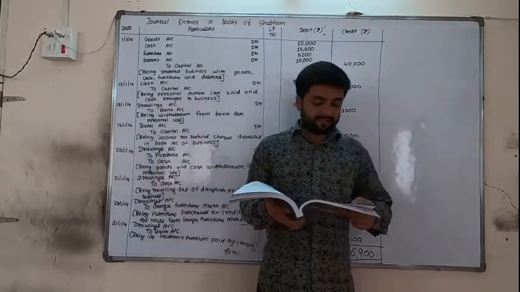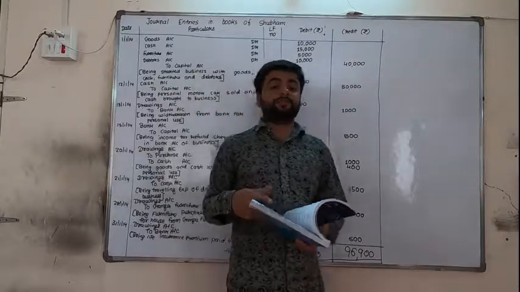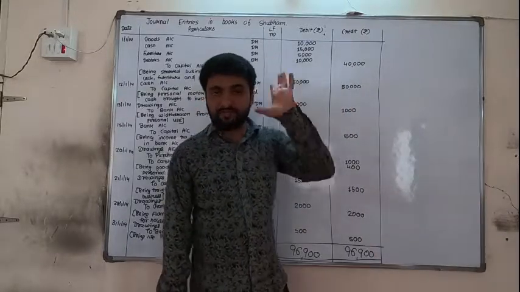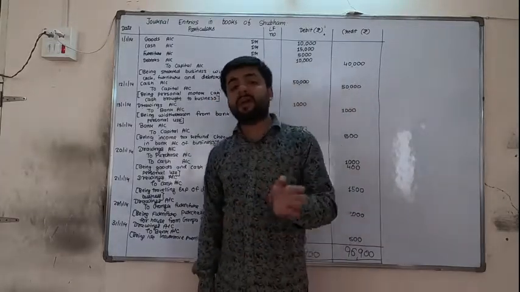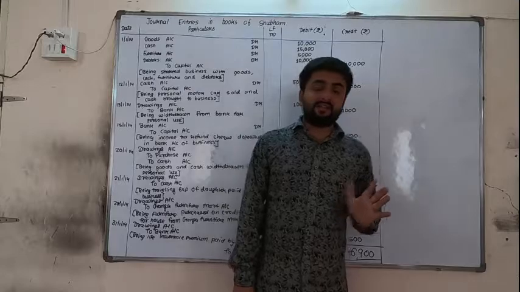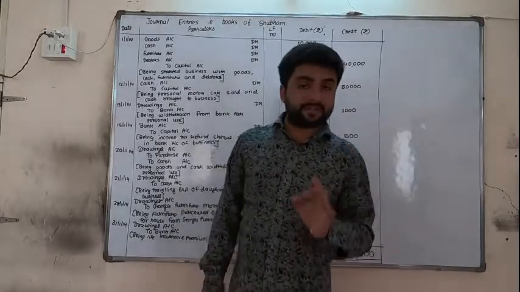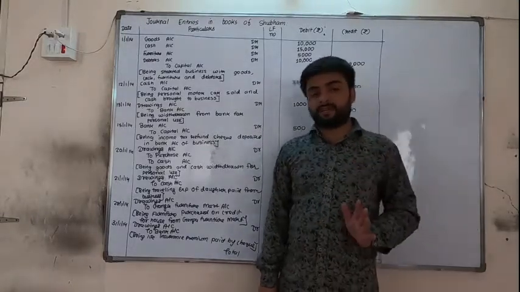Next, on 20th, from business, goods of 1,000 and cash of 400 withdrawn for personal use. Again, whenever we are withdrawing for personal use, drawings should be debited. Now we are withdrawing goods. Whenever goods are going out from the business other than sales, then purchase should be credited. Also we are withdrawing cash, so cash is to be credited.